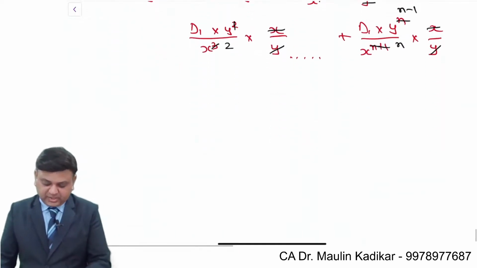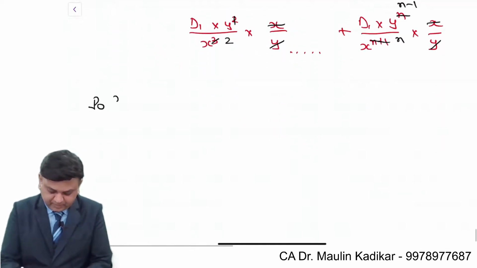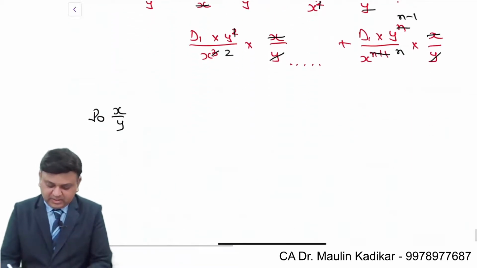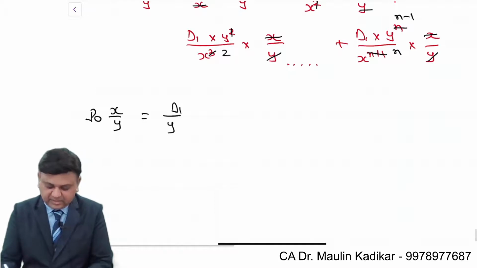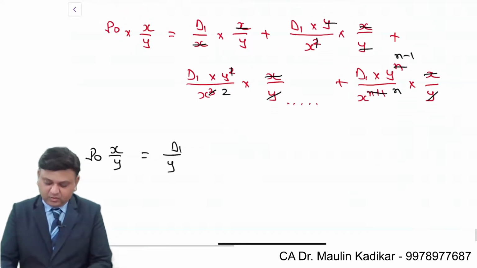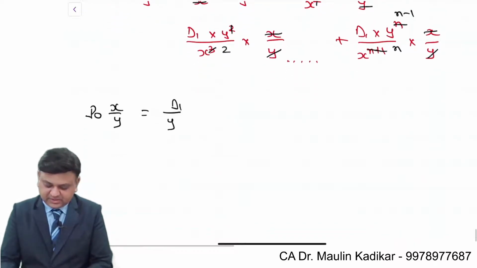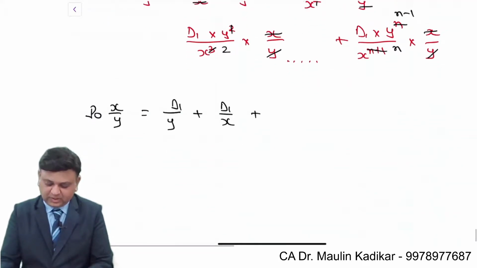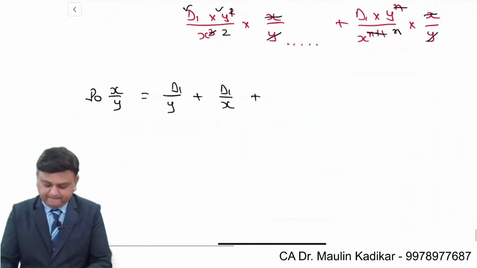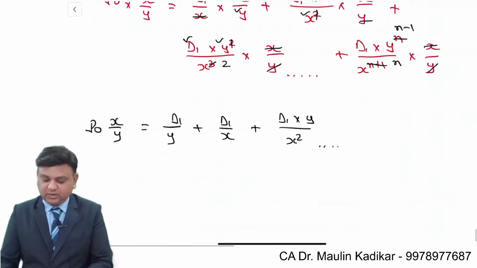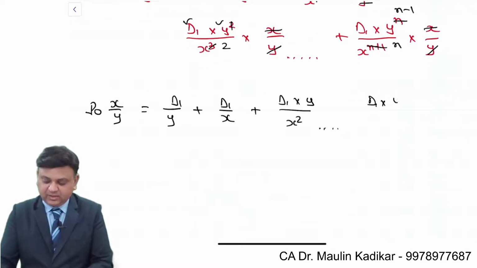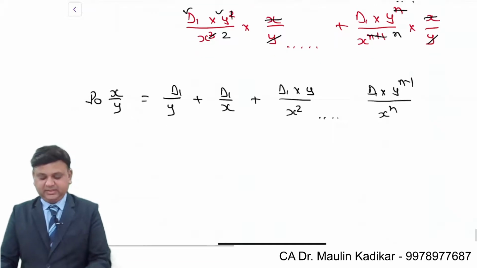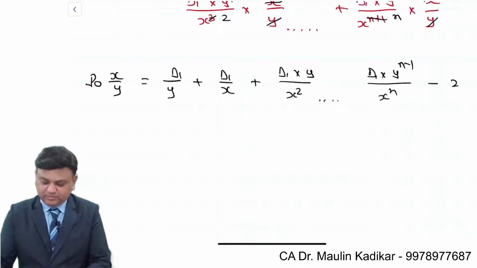Okay. So now we understand that P0 x upon y is equal to D1 divided by y, plus D1 upon x, plus D1 into y upon x raised to 2, and so on. The last value will be D1 into y raised to n minus 1 divided by x raised to n. This is the way we have, let us say, equation number 2.